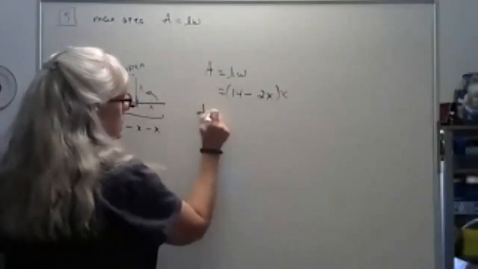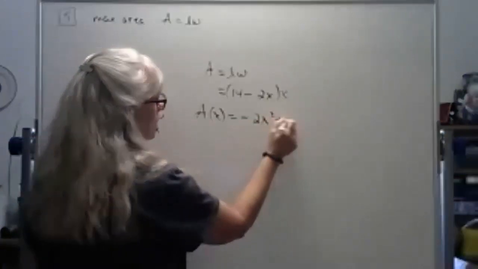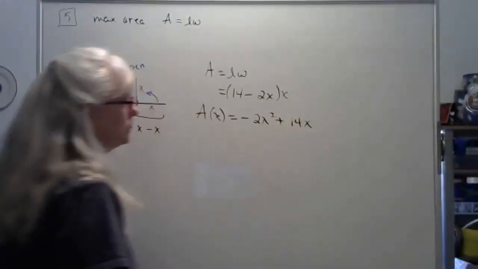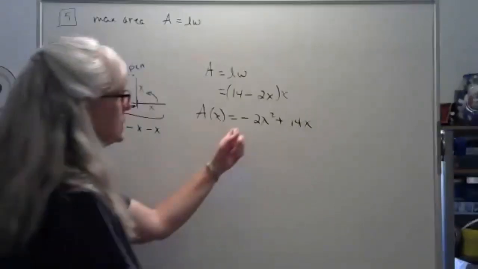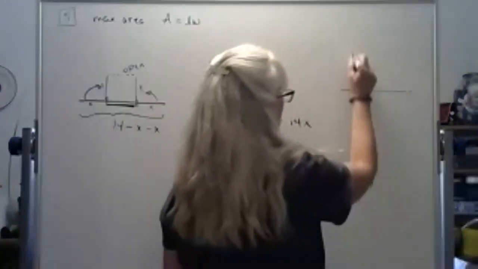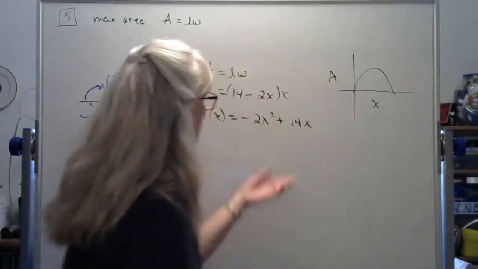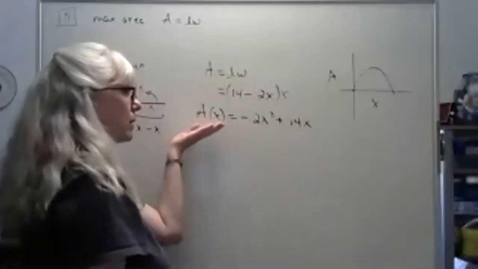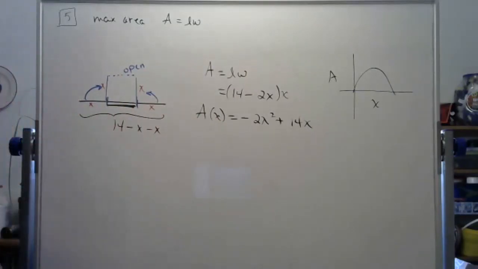Let's go ahead and put it in descending order, get rid of those parentheses. That would be a negative 2X squared plus 14X. There's your quadratic. Because this is a negative 2 sitting out in front, again, we know it opens down. It's doing this. So this is X, this is the area. And again, I know that because X is written on the right side, area is written on the left side. Okay, they just want the maximum area. Actually, they want to know what depth.